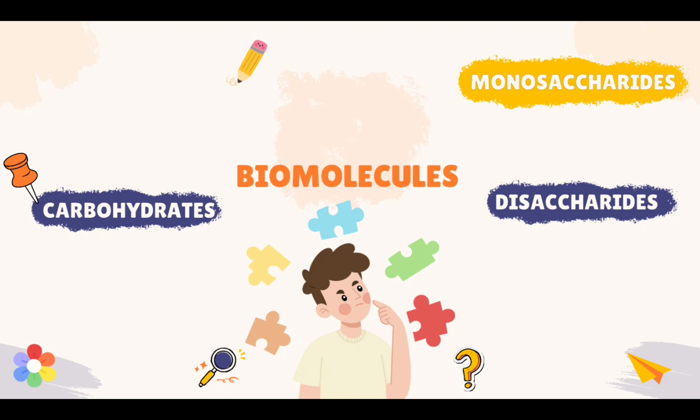Disaccharides, two monosaccharides linked by glycosidic bond. Sucrose is glucose plus fructose. Lactose is glucose plus galactose. Maltose is glucose plus glucose. Polysaccharides, complex carbohydrates. Storage polysaccharides: starch in plants, glycogen in animals. Structural polysaccharide: cellulose, the major component of plant cell wall. Chitin, exoskeletons of insects, found in fungi and arthropods.